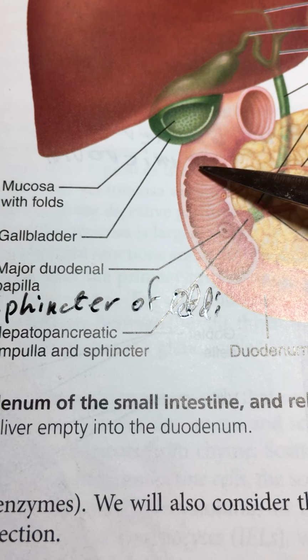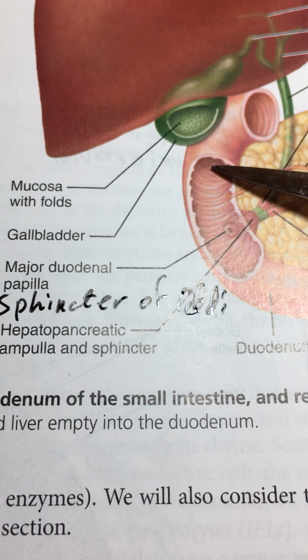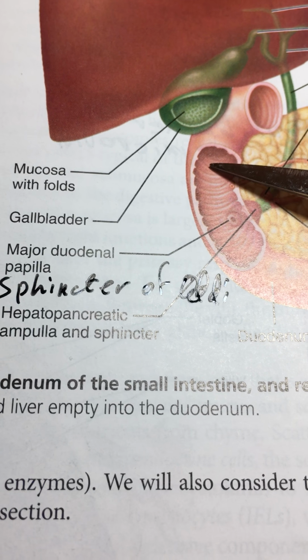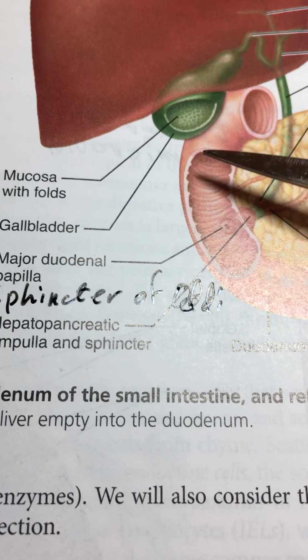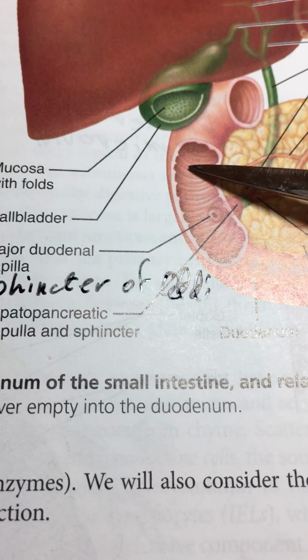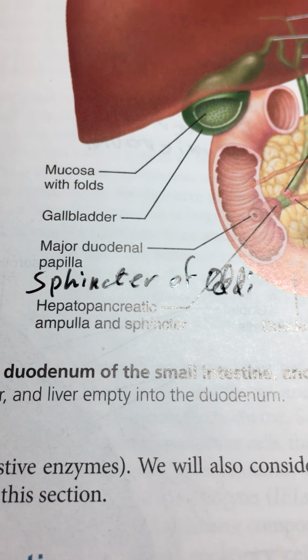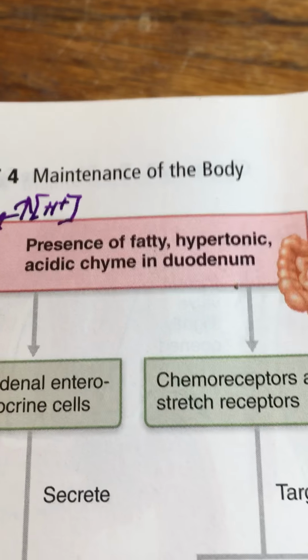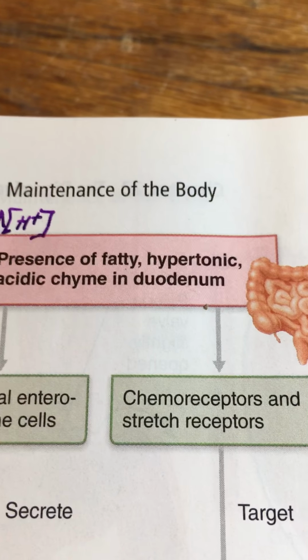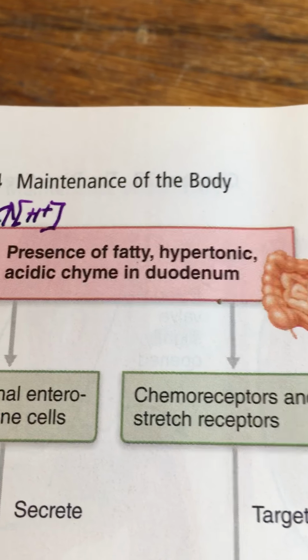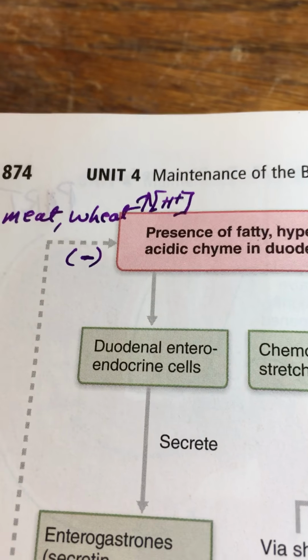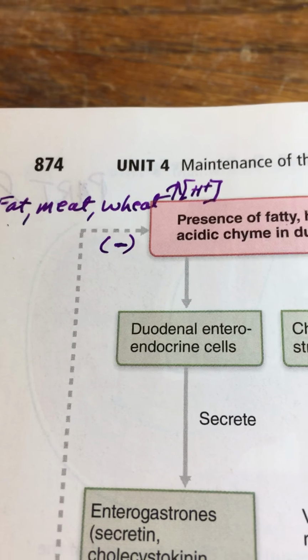So CCK and secretin are released from that part right here of the duodenum. And why are they released? It's because they see, or if they see, fatty, very acidic, and, how shall I say, rich in amino acids type of flow through here. So we talked about that on the previous page right here. Pancreatic juices flow from all of that because of the fatty types of substances, hypertonic, very salty, and also an acidic presence. The acidic presence would be a factor of meat and wheat, or meat and grains, possible combinations.